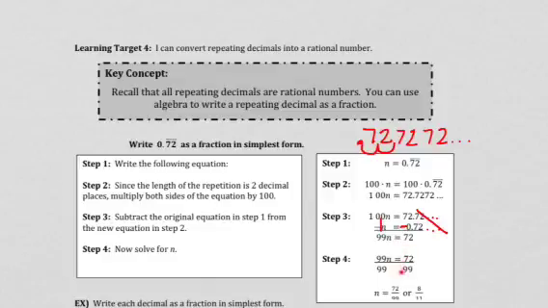And then the last thing, 72 over 99, is not simplified. There's a number that goes into both 72 and 99, which is 9. So to simplify the fraction, we divide 72 by 9, and that's where I got the 8. And we divide 99 by 9, and that's where I get the 11. So 8/11ths is the final answer.